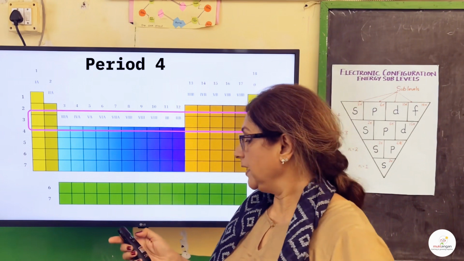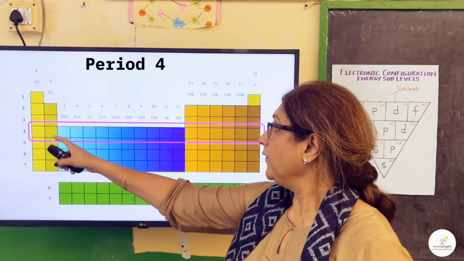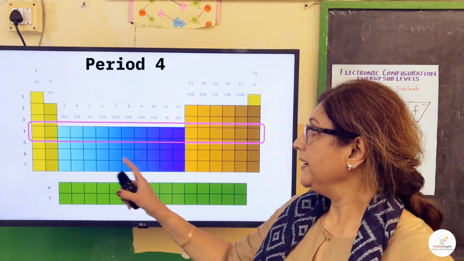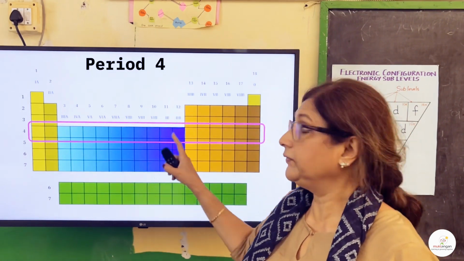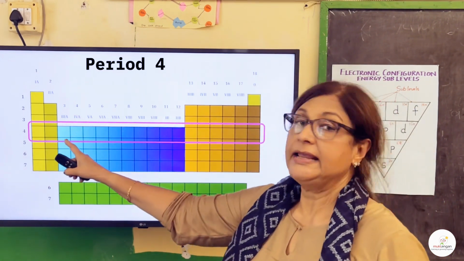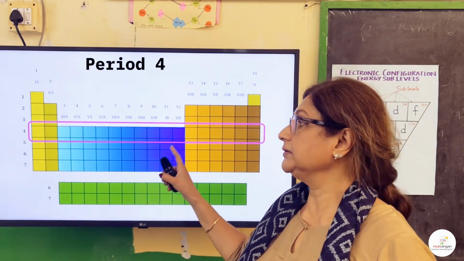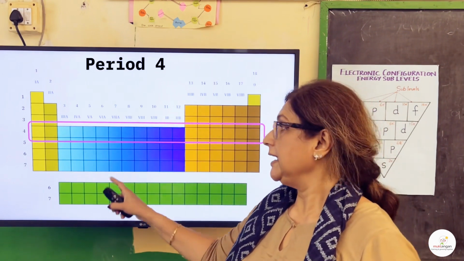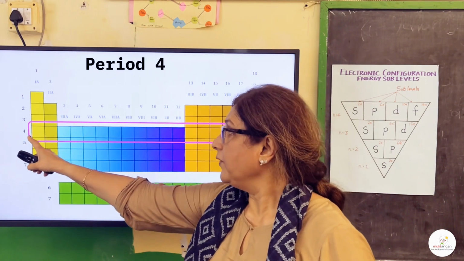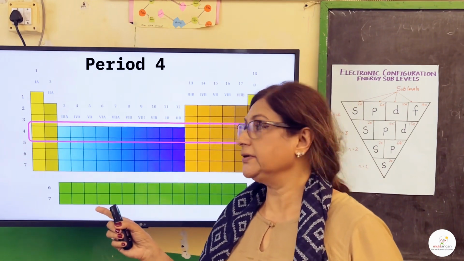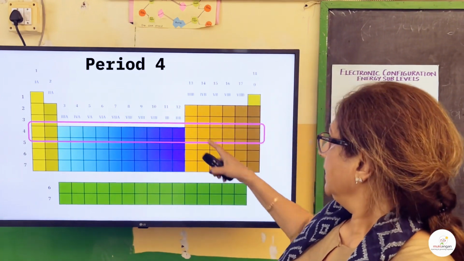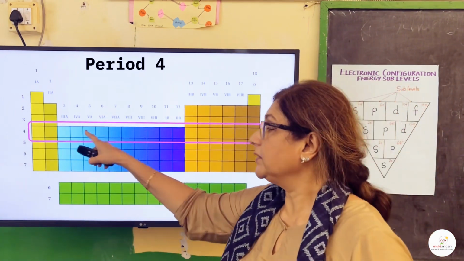Let's move on to the fourth period. The fourth period is a little different compared to the first, second and third. Why? Because now you see they have 3 different blocks. Between S and P, they have the D block, which is also known as the transition element block. Here, the S block in the fourth period will hold 2 electrons as usual. But before we go on to the P block, we have to cross the D block.